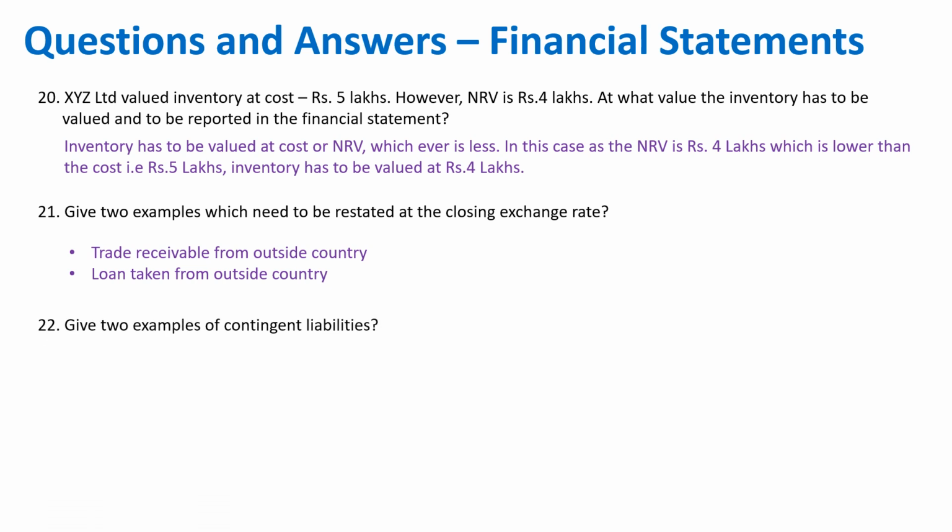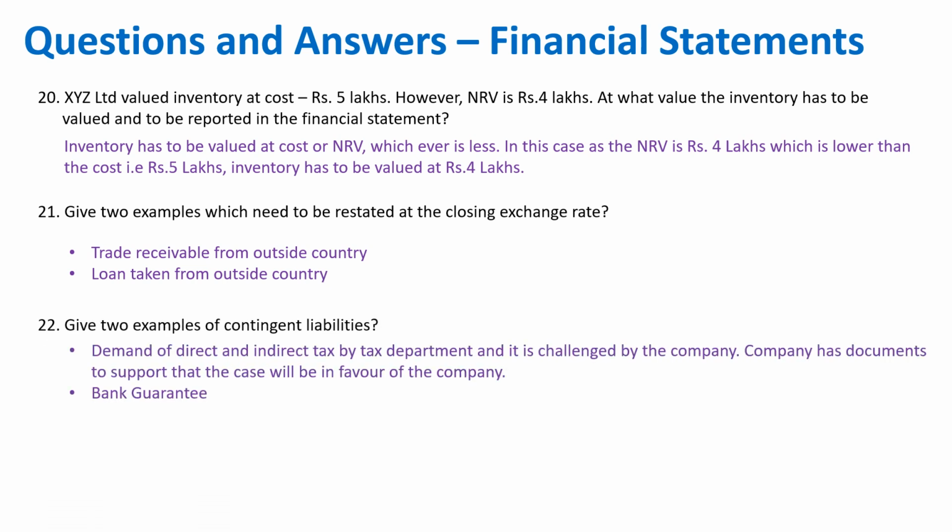Question number 22. Give two examples of contingent liabilities. One is demand of direct or indirect tax by the tax department, which is challenged by the company. So there is a demand by the department and the company has challenged it. Company has documents to support that the case will be in favor of the company. So as it is in favor of the company, you are not taking a provision, but yes, it is treated as a contingent liability till the case is with the court. The next example is bank guarantee. If you have given a bank guarantee, then that is a contingent liability, because if you fail to perform, then the bank guarantee will be encashed. So it is a contingent liability.